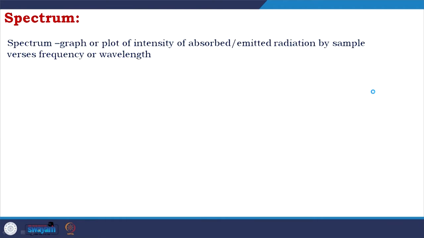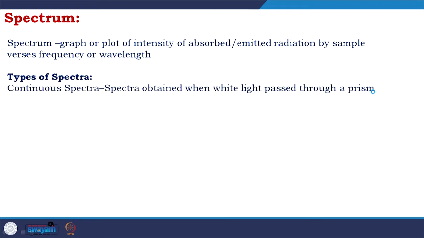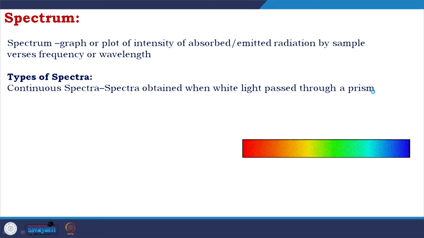Coming to spectrum, a spectrum is a graph or plot of intensity of absorbed or emitted radiation by a sample versus frequency or wavelength. Types of spectra: three types of spectra we generally see. Continuous spectra, the spectra obtained when white light is passed through a prism, this is a continuous spectra.